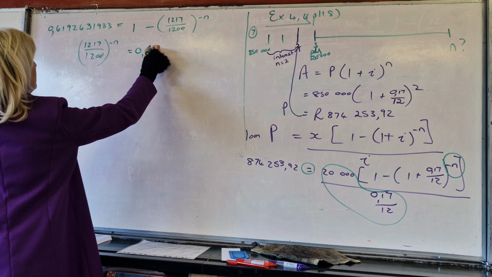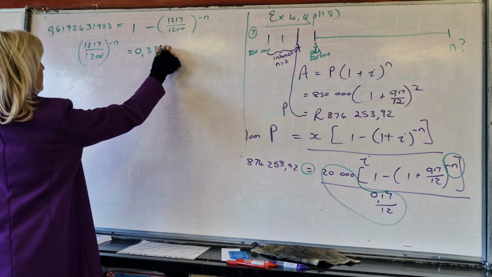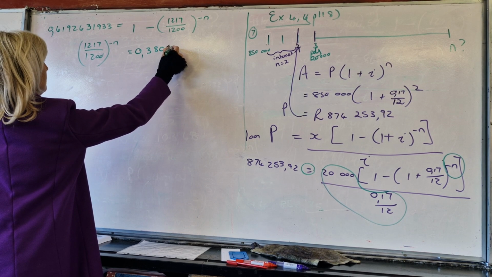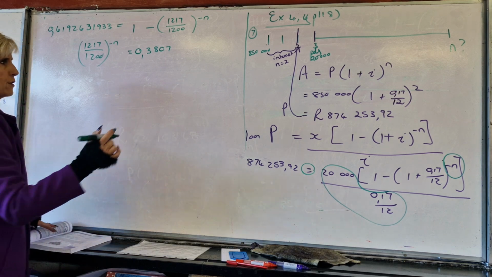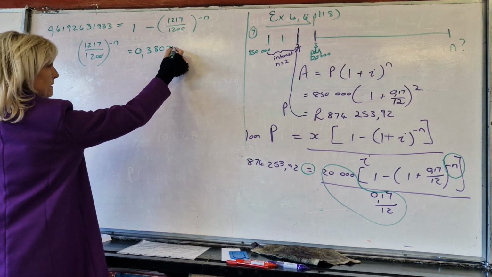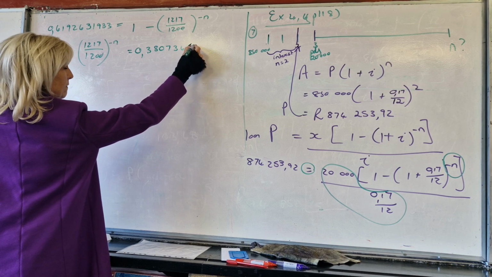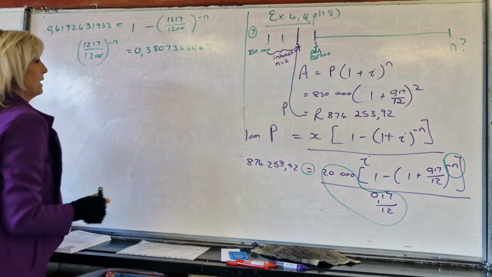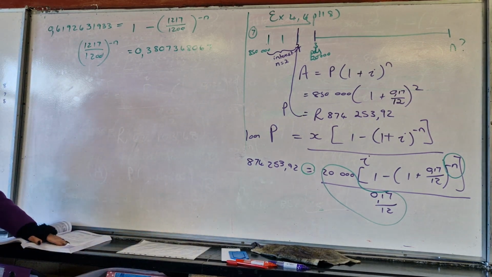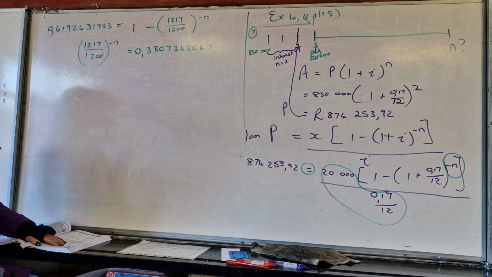0.3807363. No, I heard a dot, sorry. 0.3807368067. Okay. Why is it necessary to write all this down? Unless you have it in your calculator, you don't. Then you can write dot dot dot, so that when you need it, you can go use it, but you still got to go to logs now.